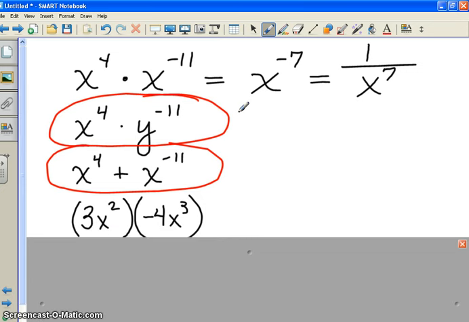Next one. Now let's multiply 3x squared and negative 4x cubed. So I've thrown in some coefficients here. But the coefficients we just do as normal. 3 times negative 4 makes negative 12. And then our bases of x can stay in x. And my exponents, 2 plus 3, will make 5.